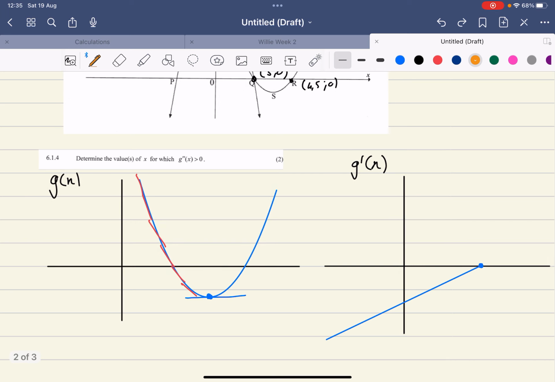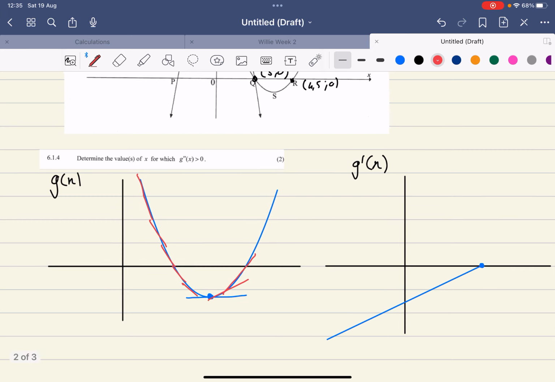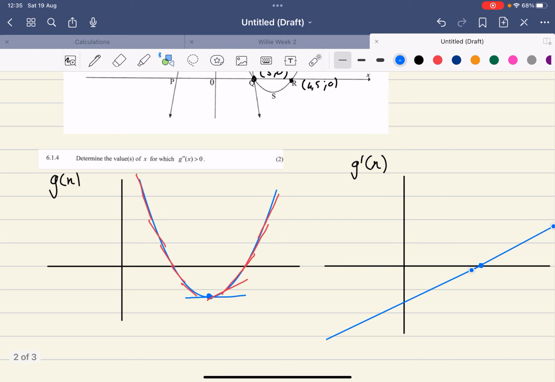Then from the turning point onwards, if you imagine drawing the tangents, notice how they are now suddenly positive and they become more steep, which is illustrated by this. It's a straight line. They become positive and more steep. Okay, that's maybe not the best diagram. I'd like to extend this line a bit further up, but I hope you get the idea.